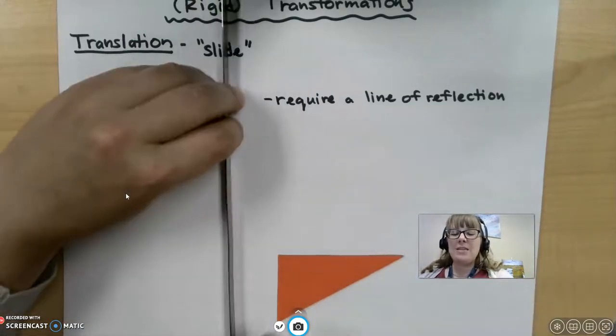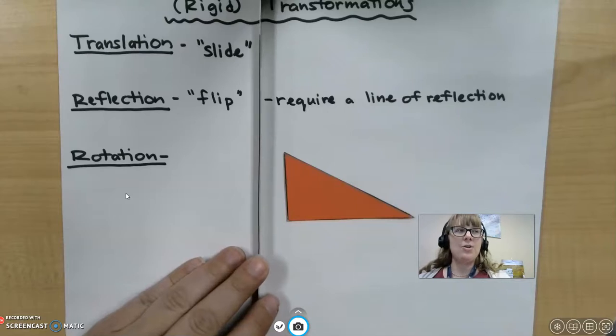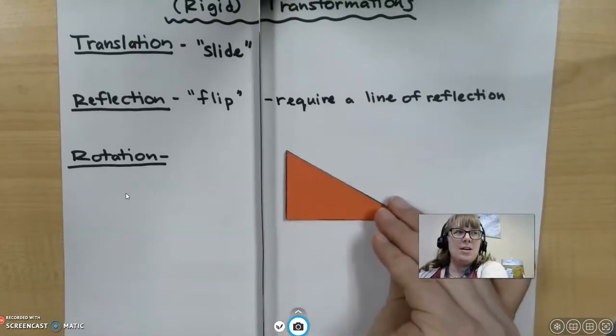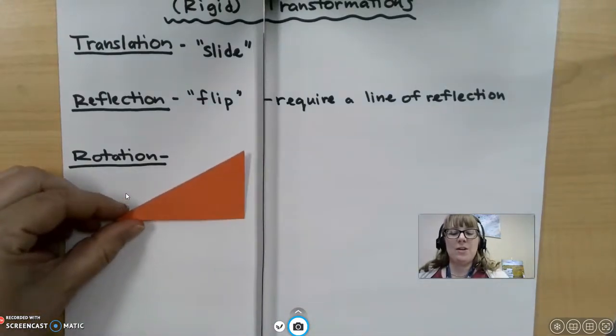If I wanted to make that look different or have it end up in a different spot, I just need to alter that line of reflection. Now as I perform this flip, it's going to end up on this side, and that would be a reflection.